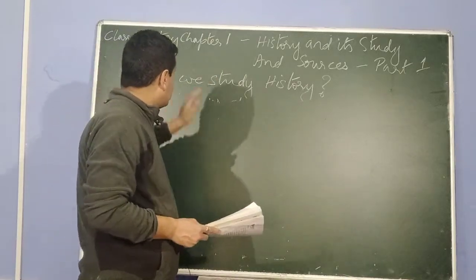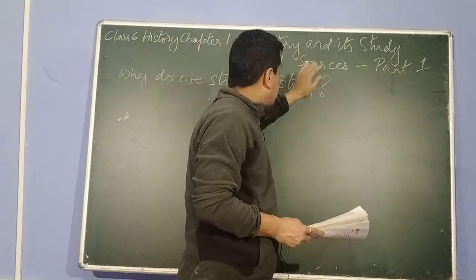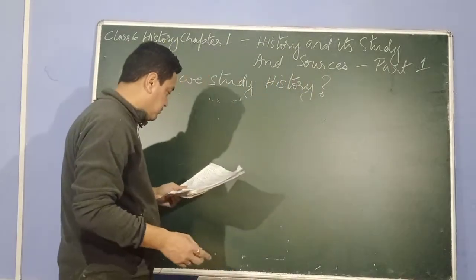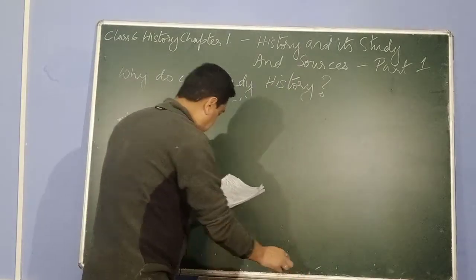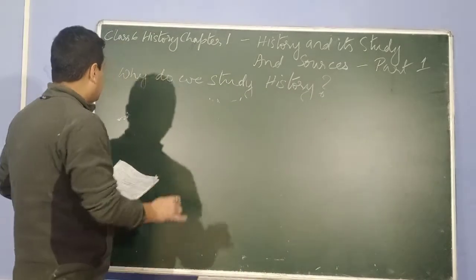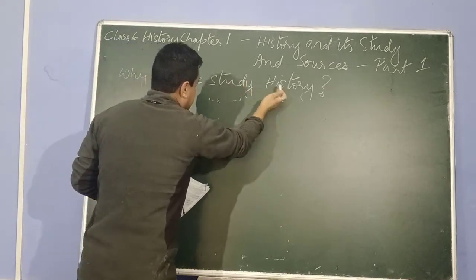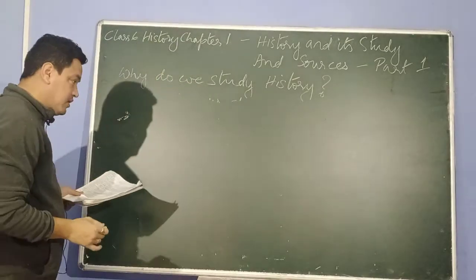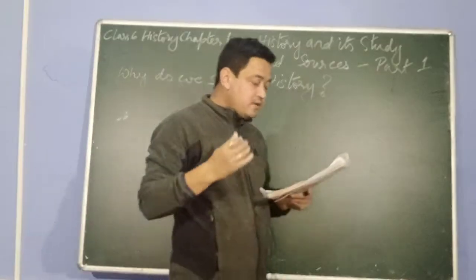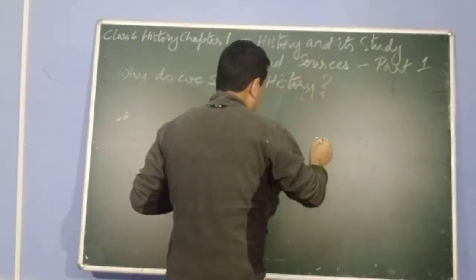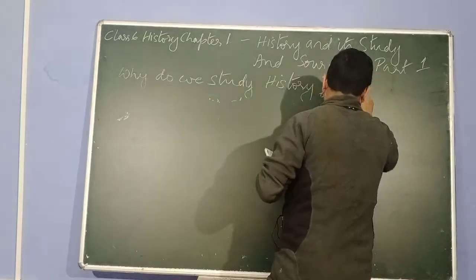We are continuing with chapter number 1, History and its Study and Sources. Last time I explained what history is. Today we are going to study the topic, why do we study history? That is known as the advantages of studying history.